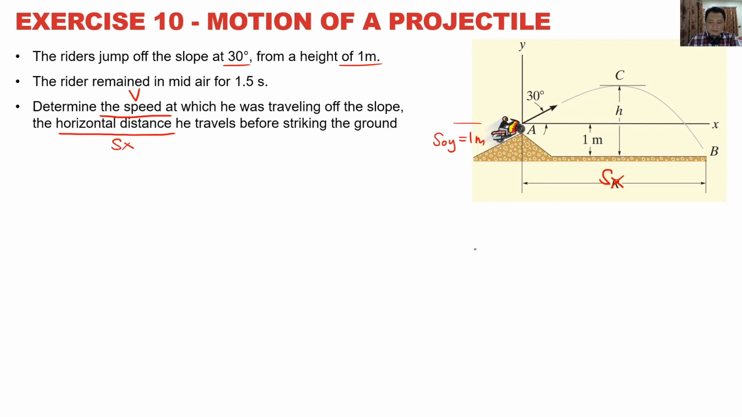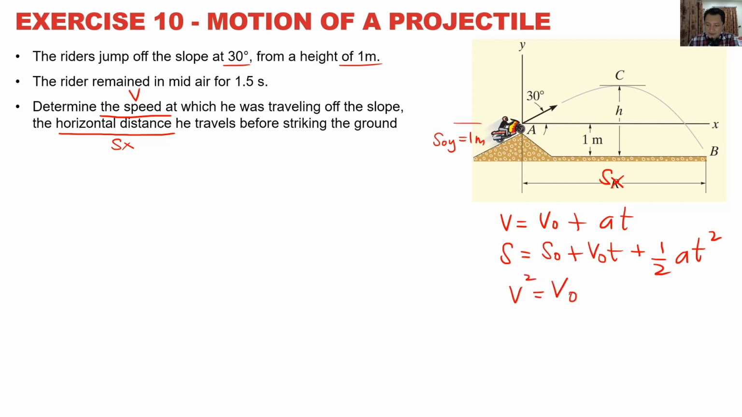So as usual, probably you want to write down your equations, right? So the first equation, V is equal to V naught plus AT. S is equal to S naught plus V naught T plus half AT squared, and finally V squared is equal to V naught squared plus 2A times S minus S naught. So these are the equations, which we call equation 1, equation 2, equation number 3. So let's solve this one.